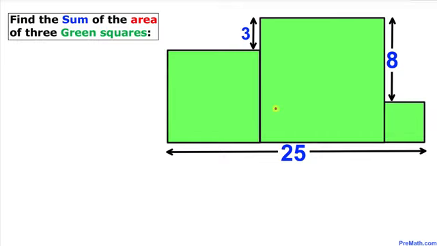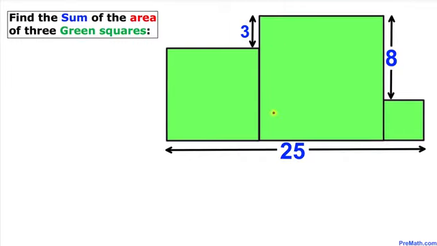Welcome to Premath. In this video tutorial, we have these three squares of different sizes along with these given dimensions, as you can see in this figure. And now we are going to find the sum of the areas of all these three green squares. So let's get started with the solution.